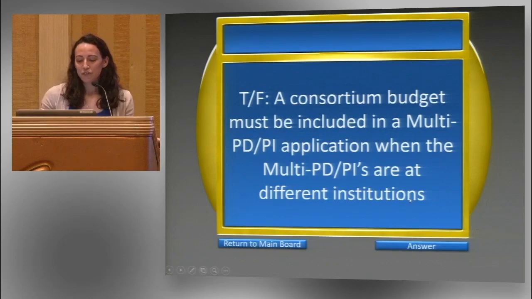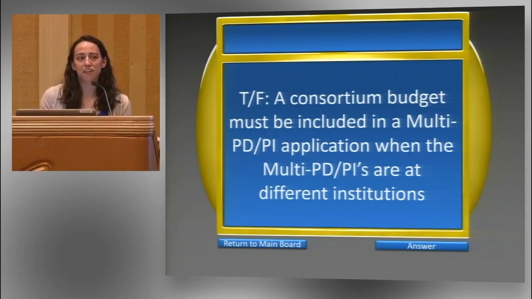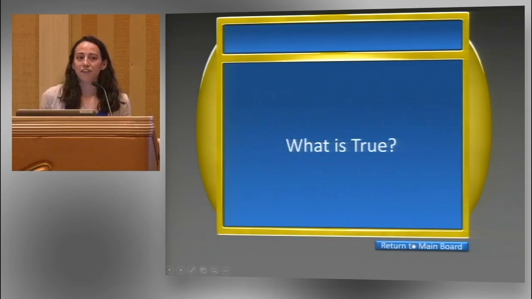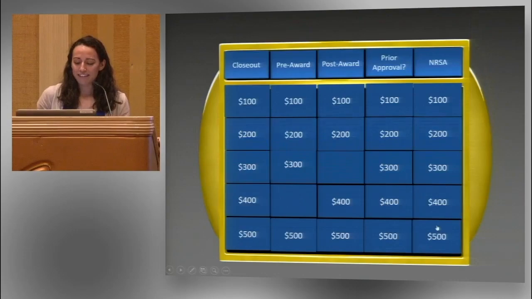That was great. True or false, a consortium budget must be included in a multi-PD/PI application when the PD/PIs are at different institutions. So this is kind of a challenging one. I guess I'll go true. True is the correct answer. And the reason for that is we make an award to one institution. So the main institution that's applying has to submit the award, and then you would have consortium agreements for all of your multi-PIs. Good pick. Yes, good job.